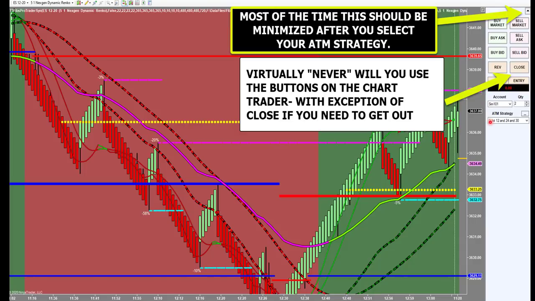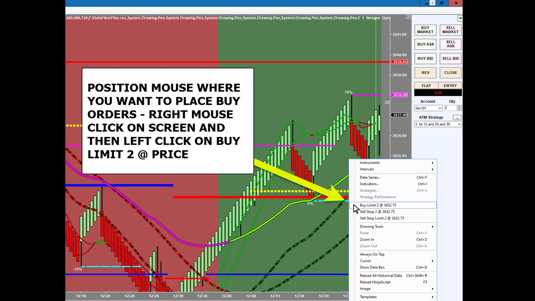In the rare case you've made a mistake or you need to get out immediately, you can use the close button. But as far as the rest of these buttons, you're almost never going to use them when you're trading our software properly. Now, while you have this up, and again, before we close this, I'll just show you.